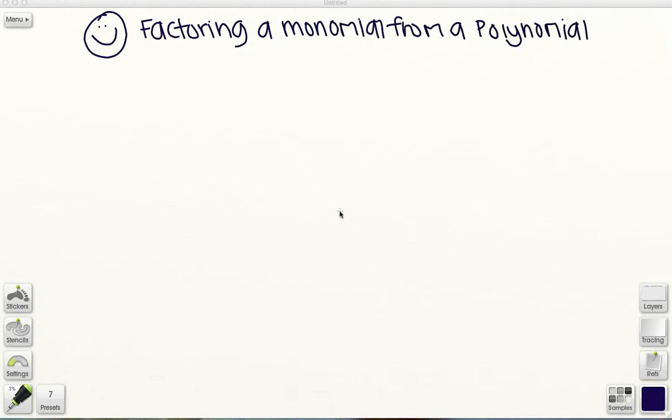Hello everybody. Today we are going to be learning about how to factor a monomial from a polynomial. And if you remember from the last video, we learned that mon means one and poly means many. So what we are going to be doing is learning how to factor something that has one term from something that has many terms. But before we do that, let's take a look at the first topic, which is what are factors?